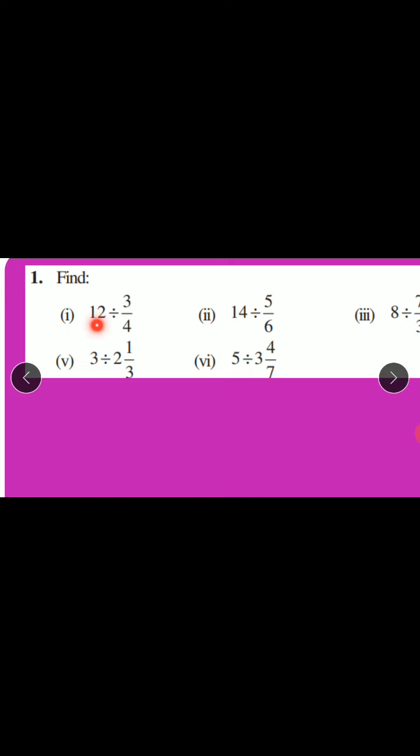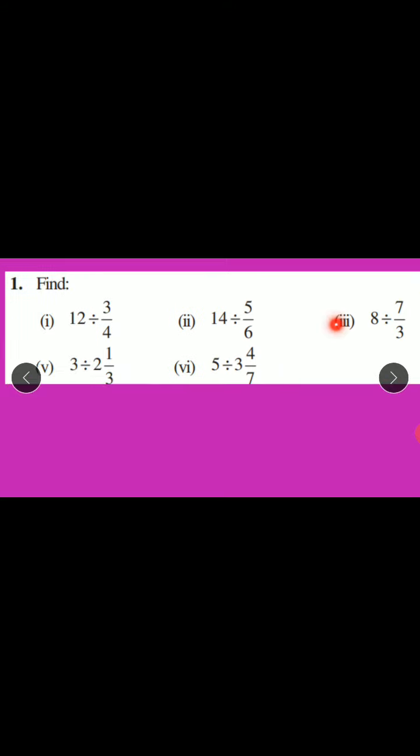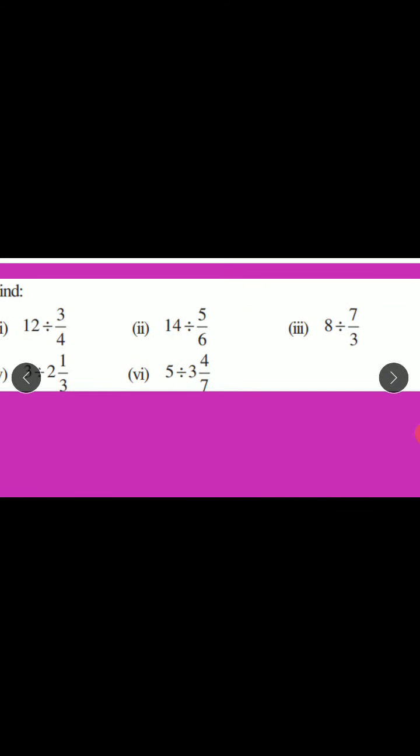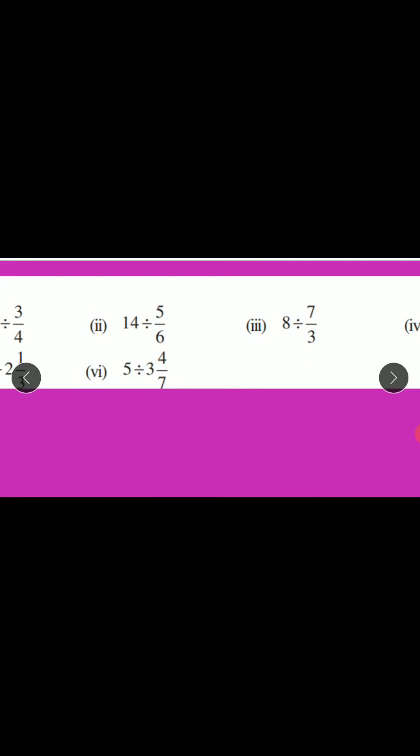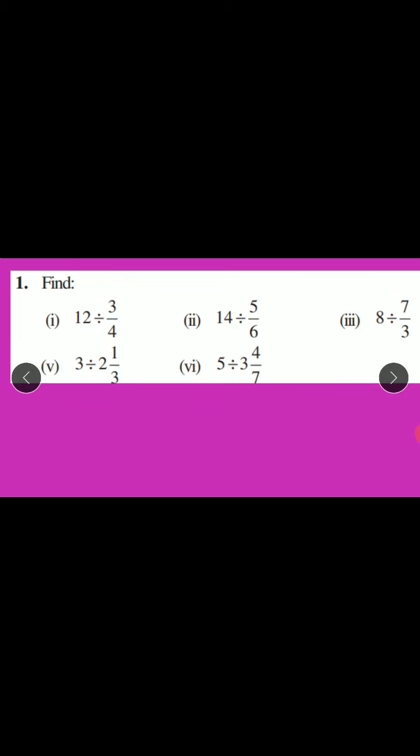The first one is a whole number. In division there are two terms. The first term is called the dividend and the second term is the divisor. So a whole number is going to be divided by a fraction. You can see all the questions are of the same type: the first term, the dividend, is a whole number and the divisor is a fraction.